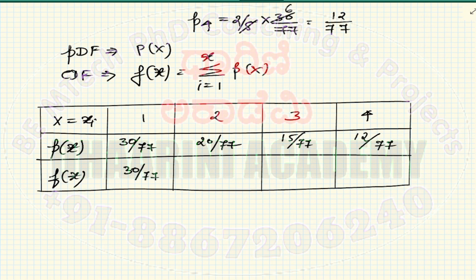But when I write the next one, this is the present plus the previous one. So this is 30 plus 20, we have 50 over 77. Then to this 50, I'm supposed to add 15, so 65 over 77. The last one is nothing but you are adding all the 4, so it becomes 1, 77 by 77. So this is how we calculate the PDF and CDF of any required function.